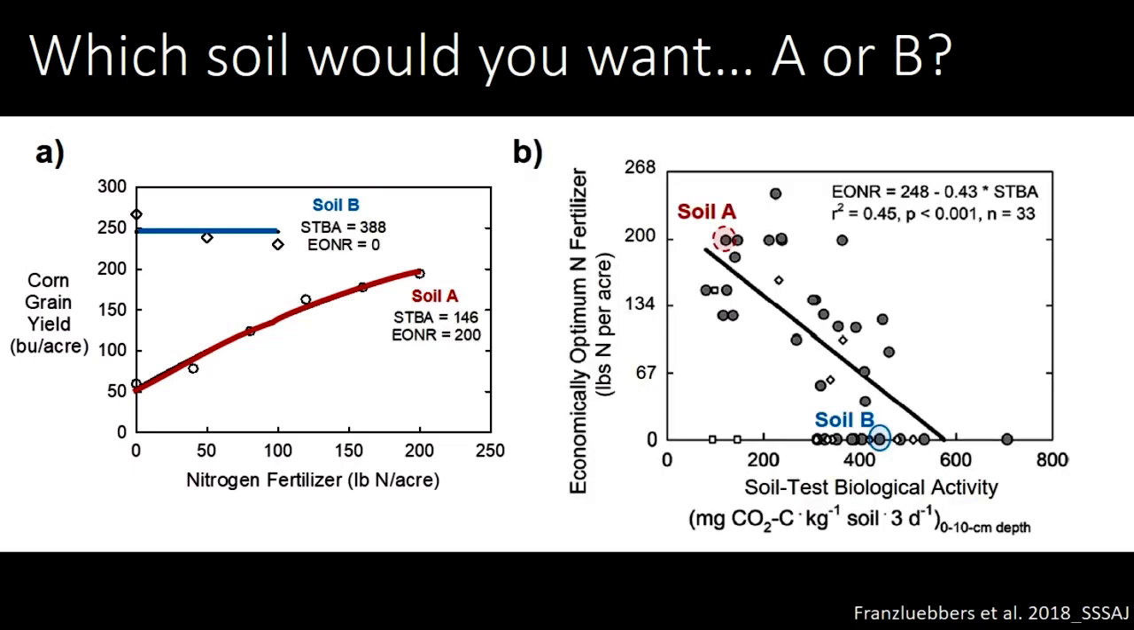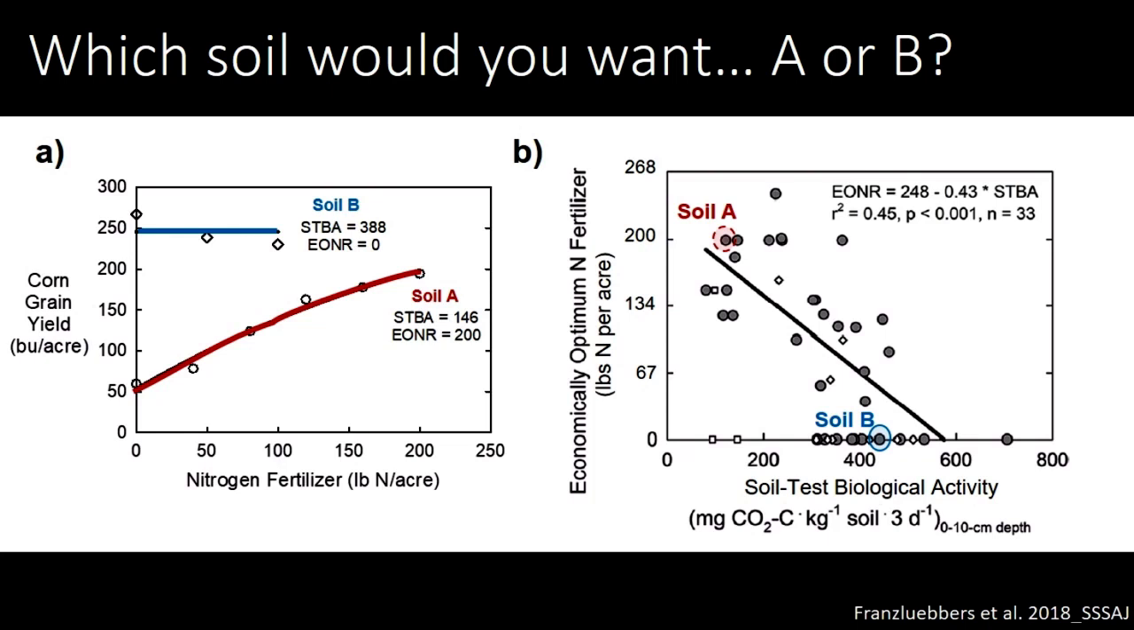So what Alan did, and I find this pretty compelling, is that he took that biological test activity at 0 to 10 centimeter depth, and he correlated that to the economically optimum nitrogen fertilizer rate. And so that's just pounds per acre. So this soil, the EONR would be about 200 to reach maximum. This soil would have an economically optimum nitrogen rate of 0 because it's already at maximum. And what Alan showed is that the greater the soil test biological activity was, the less nitrogen you had to add, right? So it seems to be a pretty good indicator.